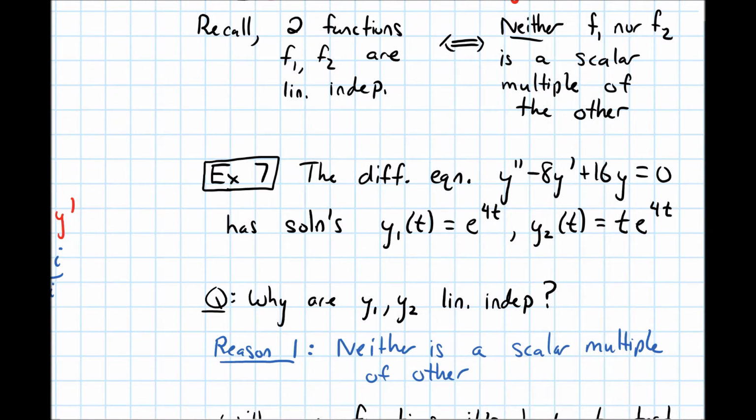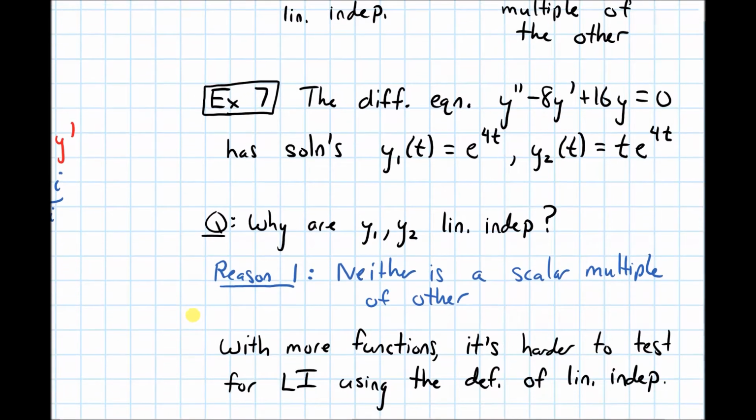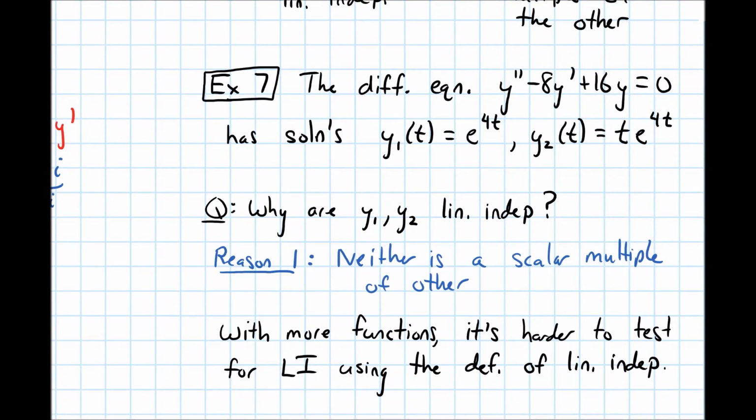All right. So with two functions, it's pretty easy to tell just by looking at them if they're linearly independent or not in general. But we'd like a way to be able to test for independence or dependence even if we had more functions. And with more functions, it's harder in general to check if they're linearly independent or not, purely by using the definition of linear independence.